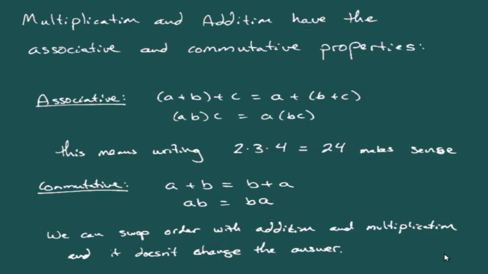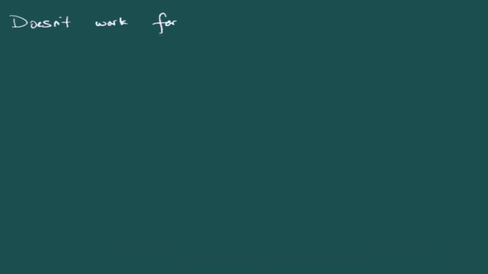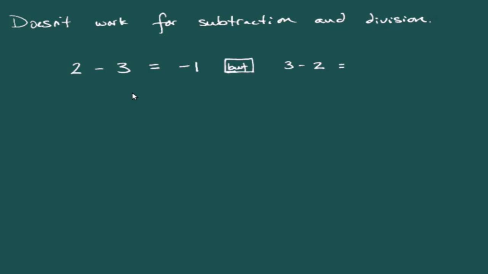So when we try to do stuff like subtraction with the commutative property, we would do something like 2 minus 3 is going to give me -1, but 3 minus 2 is going to give me 1. Different answers. I can't just switch the order and get the same answer. Same thing with division. 6 divided by 2 is going to give me 3, but if I try to do 2 divided by 6, now I get 1/3. Not the same answer. So I don't have that ability to just switch the order for subtraction and division. That causes things to get messed up.